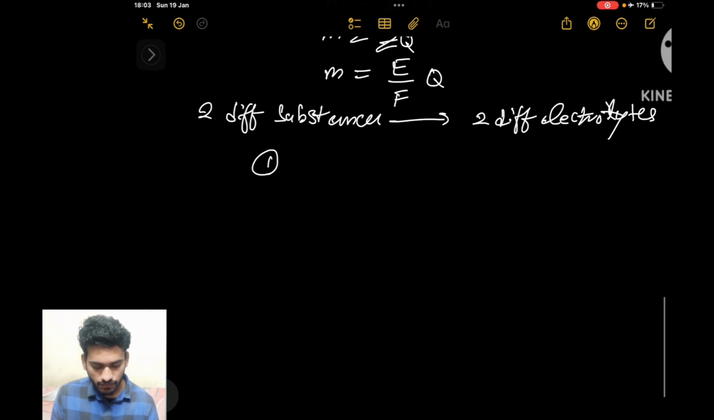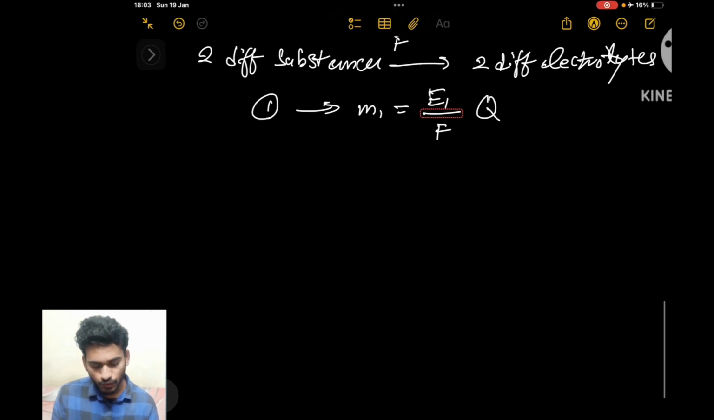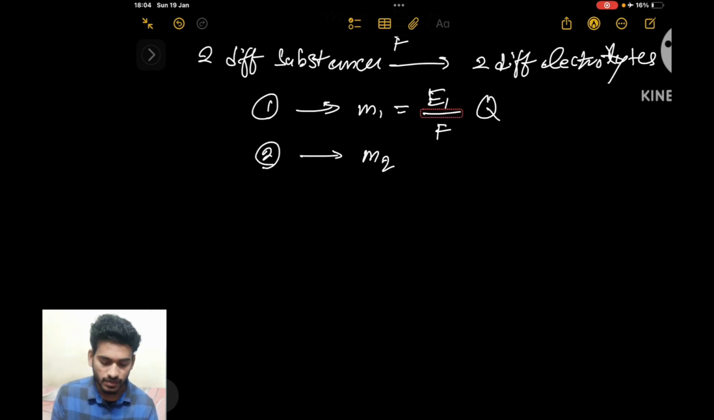So for substance 1 we can write M1 equals E1 by F into Q. Q is the same for both, as we have been given the same amount of electric charge for both of the cells.